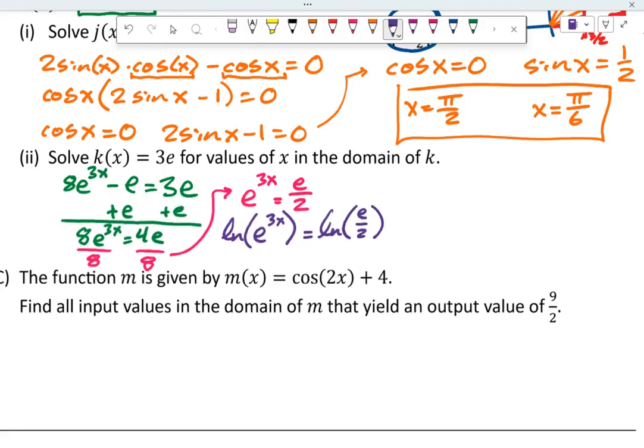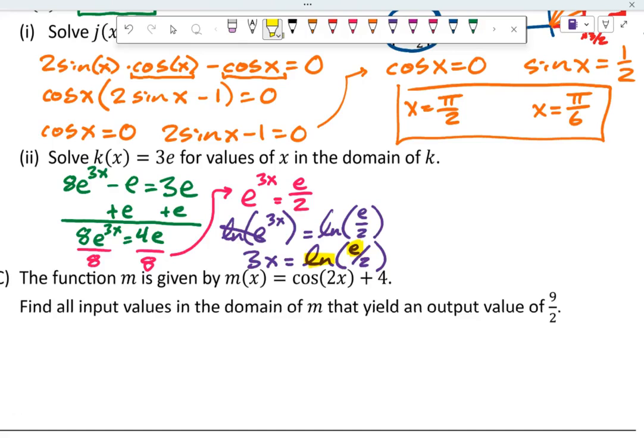And what happens over on the left? Because I have matching bases, because that is base e, we're left with 3x. 3x equals this logarithm. Now, we might be inclined to divide by 3 at this point, but I would recommend you pause and think about this. I, again, have a natural log and an e. Do you think that might cancel out as well, eventually at some point?